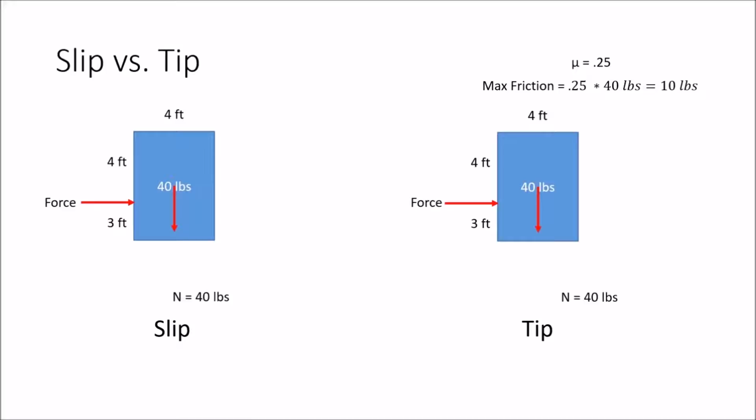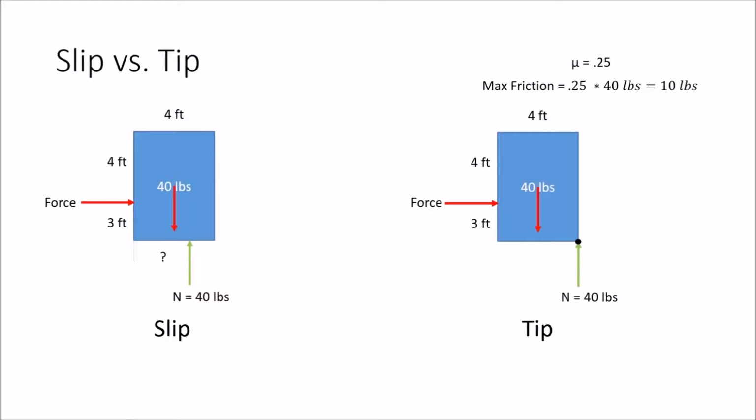When the box is going to slip, we have no idea where that normal force is going to be at. But it won't be in the middle due to the applied force. Then if the box is tipping, it is going to be at the very edge of the box because that is the point that the box is going to pivot about.